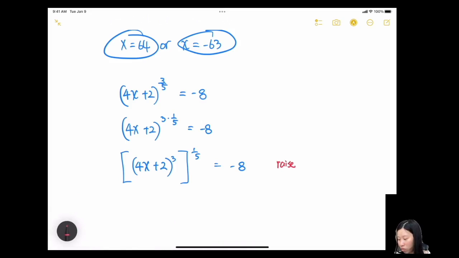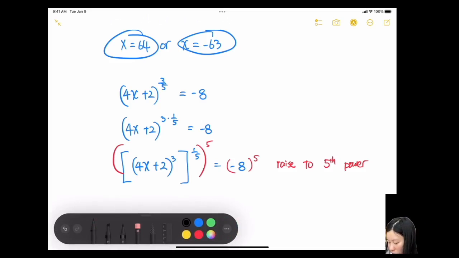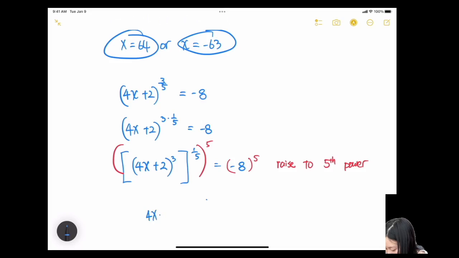You can raise both sides to the 5th power. So to the 5th power, the 5 and 1/5 cancel. So what's left is 4x plus 2 to the 3rd equals negative 8 to the 5th power. This is going to be a negative, but I don't know what that is. Let me calculate that with my calculator. Negative 8 to the 5th power is, ooh, a really big number.